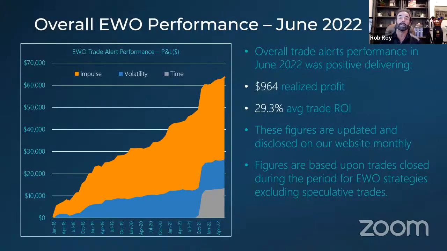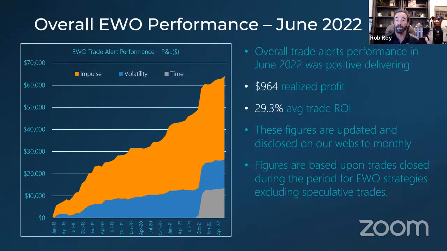As you can see over on the left-hand side, that's the graph that shows the growth of the portfolio. Down in the bottom left-hand corner, you can see LA Wave Options went live to alert subscribers in January of 2018 and started with an advised portfolio of $5,000. You can see where the growth has been since then, moving to the upside. June was a positive month as well, where we realized $964 in profit, or a 29.3% average trade return on investment. We update these figures every single month on our website.